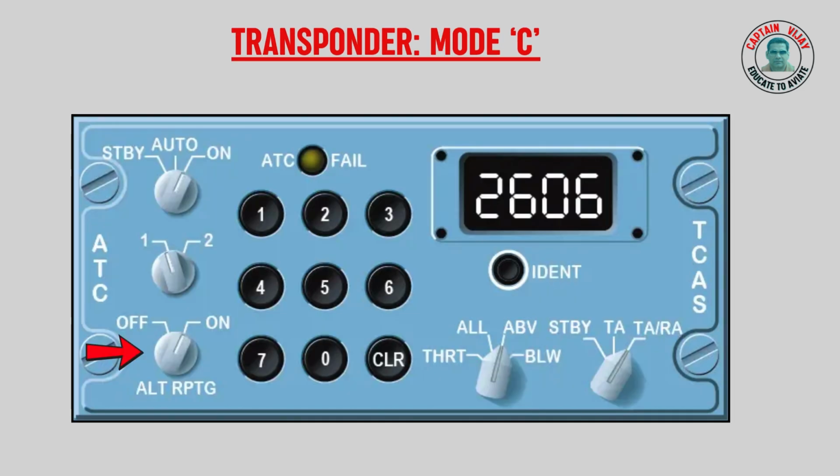Altitude reporting function, mode Charlie. Mode Charlie encodes and transmits the aircraft altitude with reference to 1013 hectopascal as datum, irrespective of what you have set on the altimeter. So we can legally say that mode Charlie transmits flight level and not altitude.